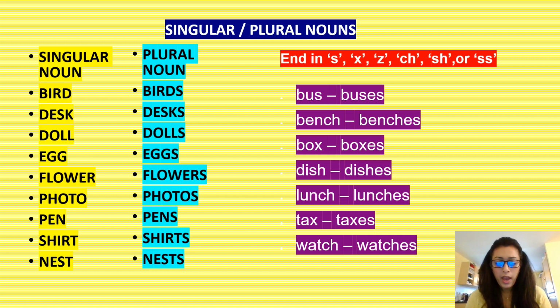Now here, nouns ending in s, x, z, ch, sh, or ss. The singular nouns that end in these form the plural by adding es. So bus becomes buses, bench becomes benches, box becomes boxes, dish becomes dishes, lunch becomes lunches, tax becomes taxes, watch becomes watches.